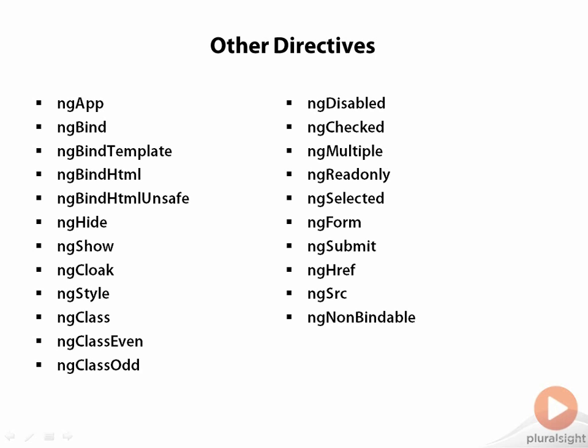The next directive is the non-bindable directive. This one is unique in that it specifies an area that may look like an Angular directive, but you're telling Angular specifically do not parse and do the binding that happens inside of this directive. This is easiest to illustrate with an example.